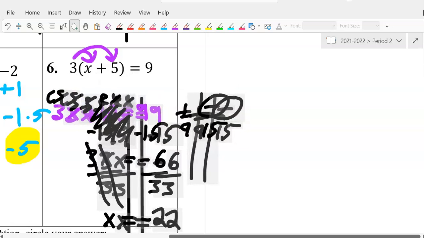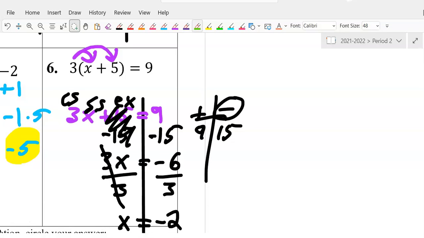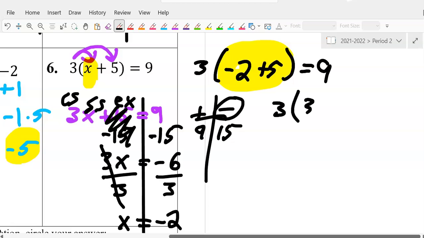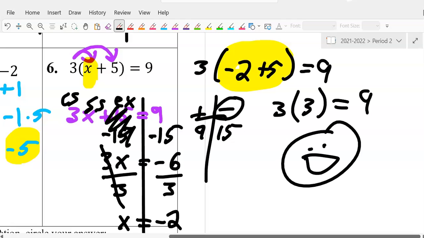All right, so we want to see the original problem. So how do we test it? We have to put negative 2 in the place of x. Right. So 3 parentheses negative 2 plus 5 equals 9. All right. So what's our first job? We have to do negative 2 plus 5. So that's 2 bad guys and 5 good guys. That makes 3 good guys. So 3 times 3, does that equal 9? Yes. All right. Let's hear it for Starbell.